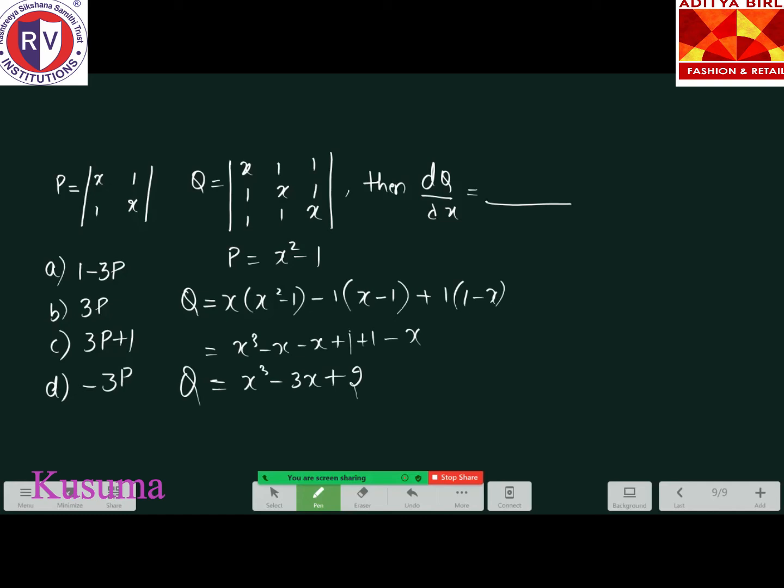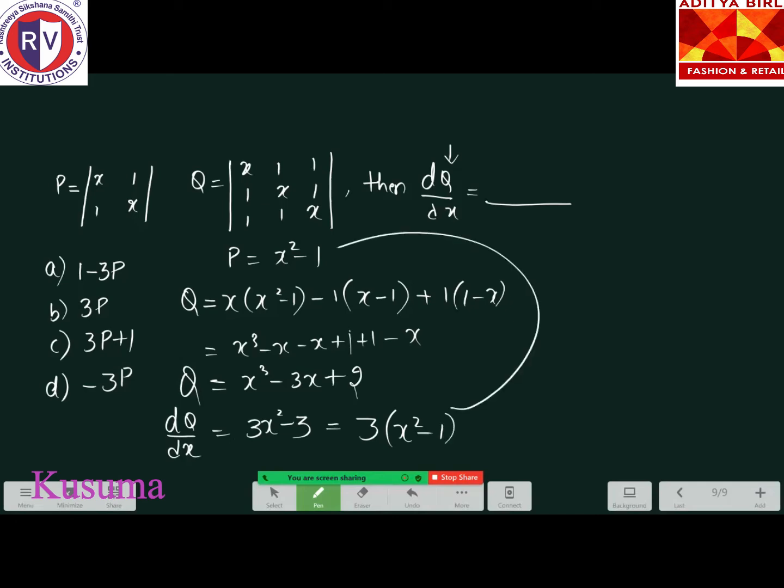This is our Q. What we are supposed to find out is dq by dx. So let us differentiate this. dq by dx will be 3x square minus 3. From this, we can take 3 common, 3 into x square minus 1. But what is this x square minus 1? This is our p. So we can write it as 3 into p. That is dq by dx is 3p. Option B.